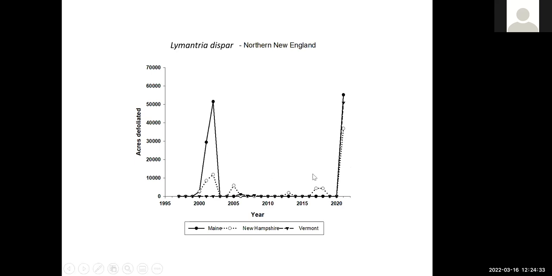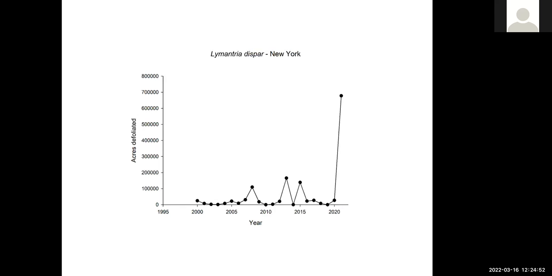We don't know what 2022 will be. Hopefully we'll have a wet spring and Entomophaga can get a hold in the population and knock things back. But I expect we'll see some level of defoliation in those states as well, and the same for New York. New York is following a similar pattern to the northern New England states.